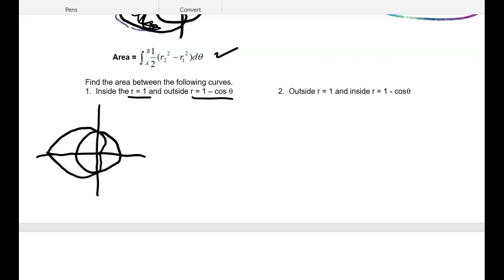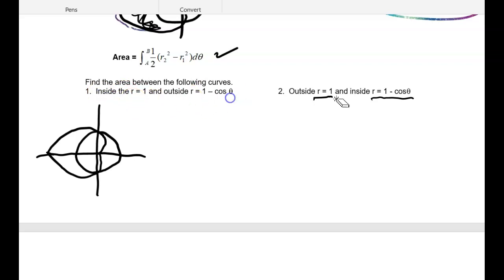Pay attention to how this is worded. If you look at number 1 and number 2, in both you'll see r equals 1, and r equals 1 minus cosine. But if you look, I want to be inside the circle in number 1, but outside the circle in number 2. So we have to read it carefully, know what we are actually looking for with these.